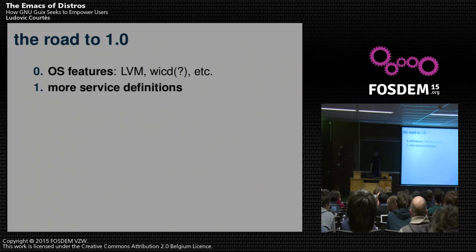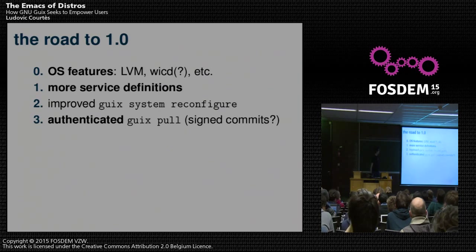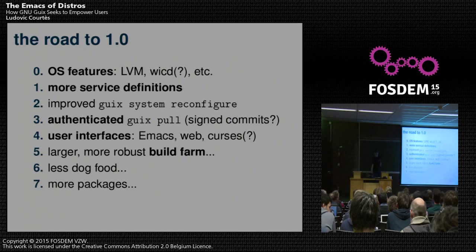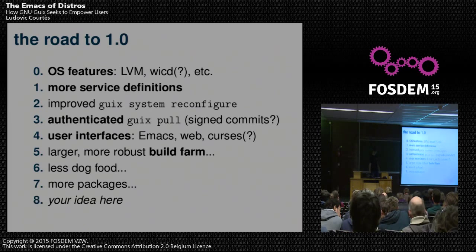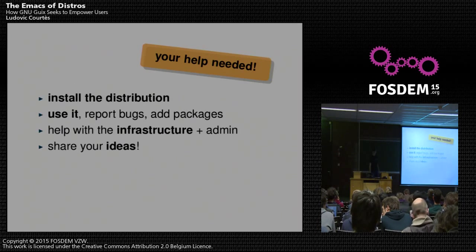The road to 1.0: we need more OS features, we need more services, as I said. We have a guix system reconfigure command, which allows you to modify your system configuration, but it's a bit static currently. I would like it to be more dynamic, like being able to restart a number of services and everything. Lots of things to do. We need a better build farm. We have problems sometimes because it's a small build farm. Less dog food, more packages, and if you have ideas, we'd like to hear them.